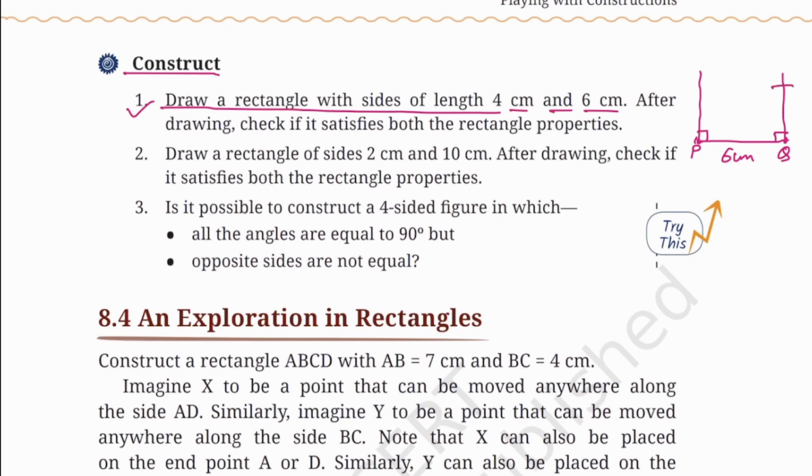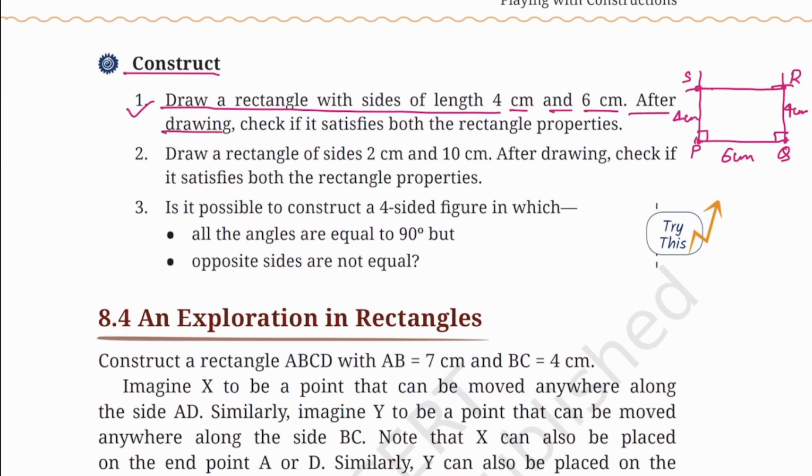Using a compass, draw arcs at a distance of 4 cm, cutting the perpendiculars. Join these 2 points. Your rectangle PQRS is ready.